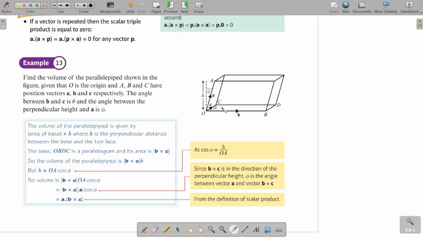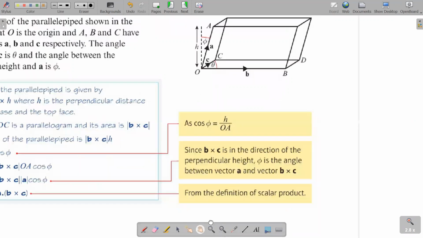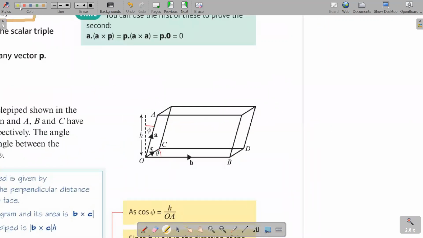Now you can see here the base parallelogram. If I say the base here, my base is the OBDC parallelogram. Do you see this is my base? When we take volume, it is base area into perpendicular height, like a cuboid. So the same theory here: base area is the area of the parallelogram. That we can easily find, right?